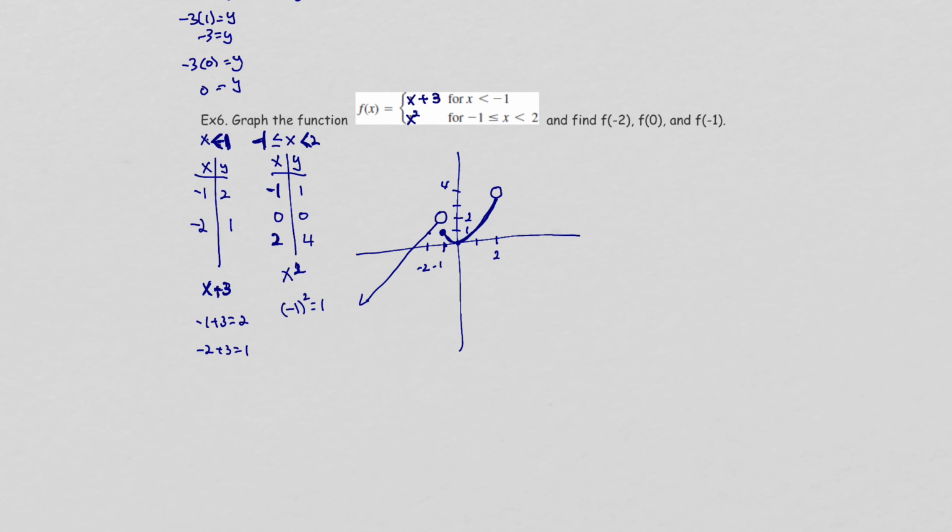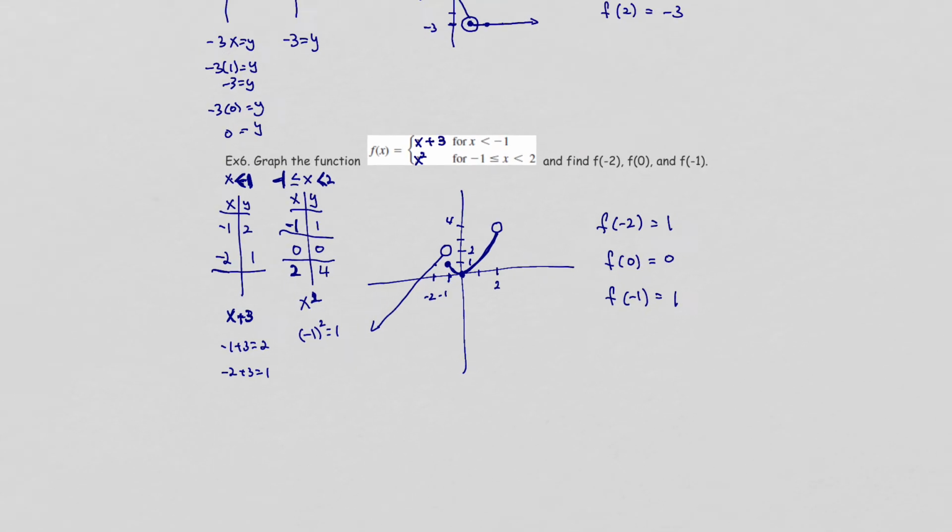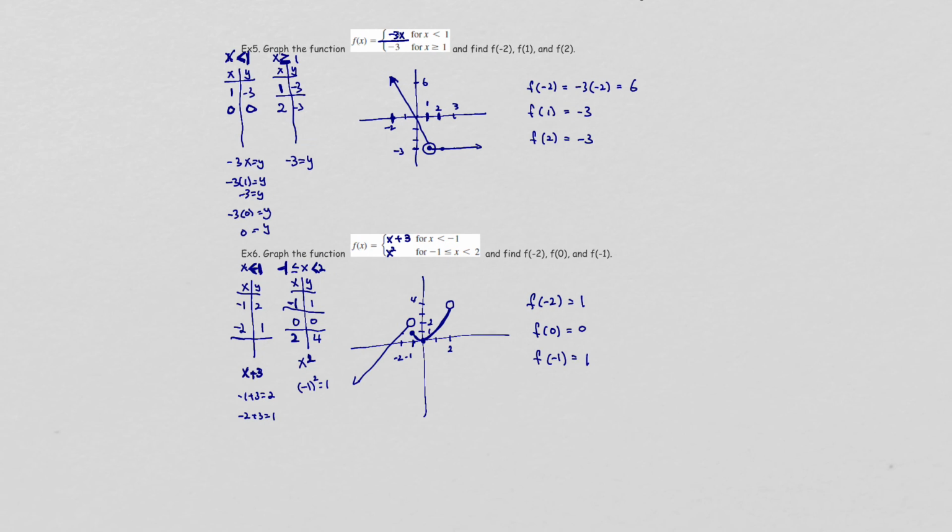What else are they asking this time? -2. -2 was 1, right? -2 right here. And then when f of x equals 0, that will be this point, which is 0. -1. That will be this point, which is +1, right? That's -1 right there, 0 right there, and -2. That's what we have. I hope this will help you solve different types of piecewise functions.